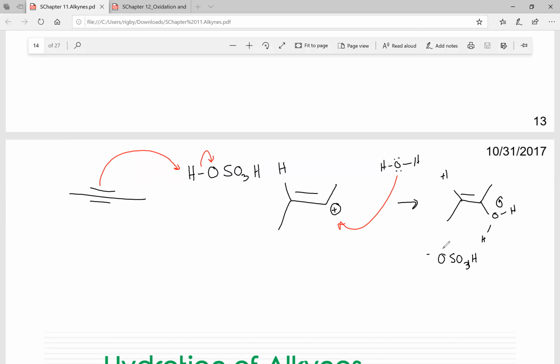Talking while I write. It attacks the hydrogen, the hydrogen bond breaks, and then we end up with a mechanism that is very familiar to us that we've done before, except now all we're doing is adding in an extra step with something called tautomerization. Okay, so I'm going to go ahead and clear this and scroll back down.